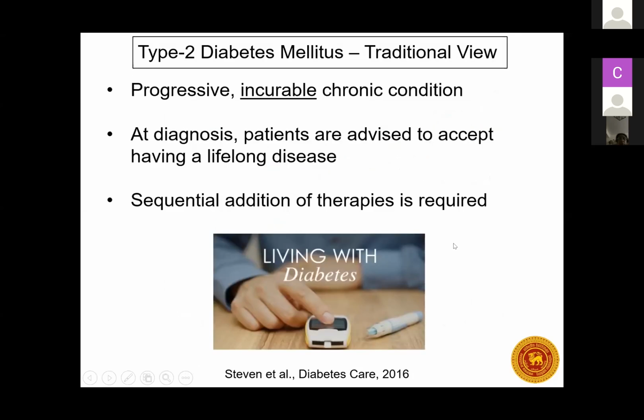Now, in the next few minutes, I will talk about this paradigm shift we have had recently. Traditionally, type 2 diabetes was considered to be an incurable condition. So if somebody was diagnosed with type 2 diabetes, that invariably meant that they were accepting a lifelong disease, and sequential addition of therapies and sometimes even ending up with insulin therapy was necessary.